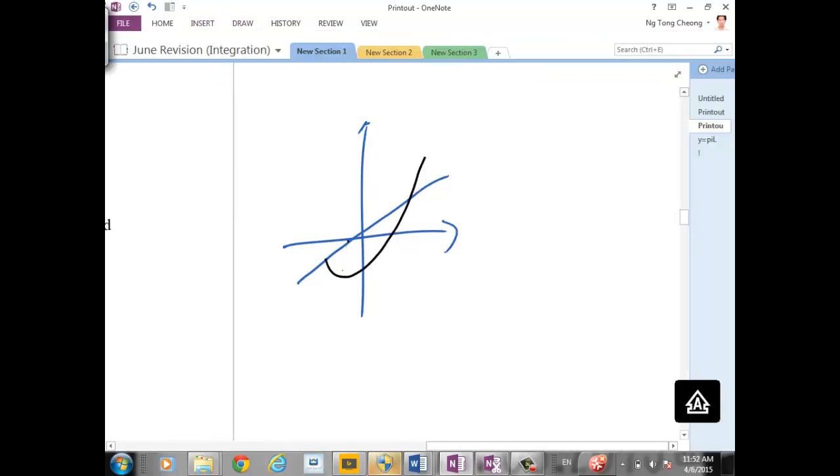Then they ask you to find the area of this region. You can also use the graph above minus the graph below. No need to split into different parts. So it works in general.